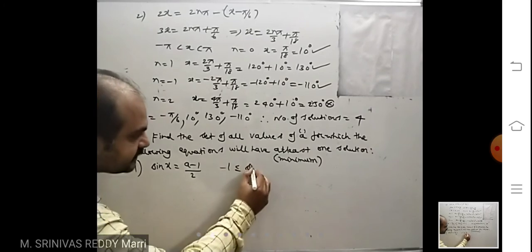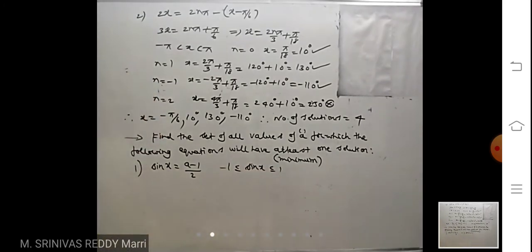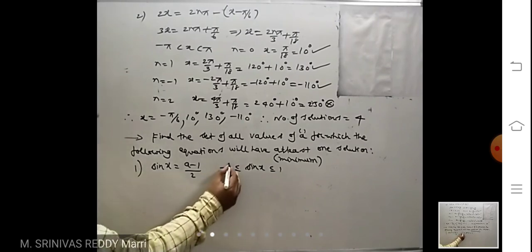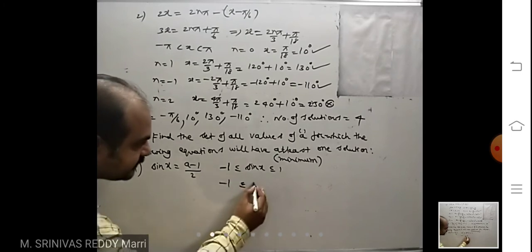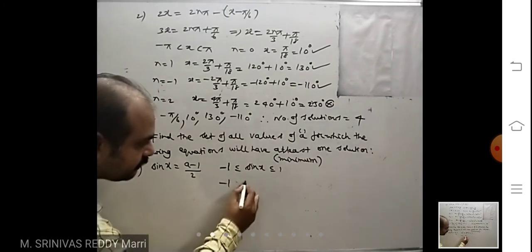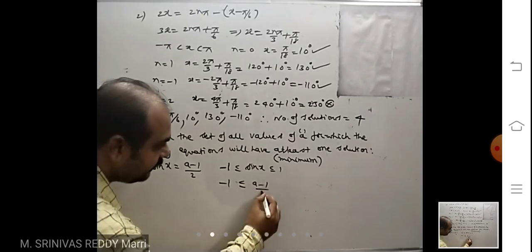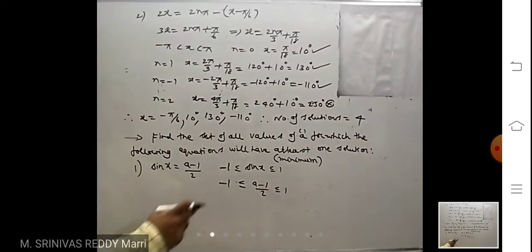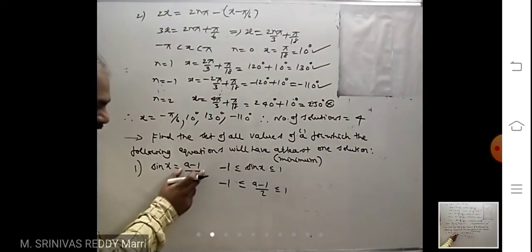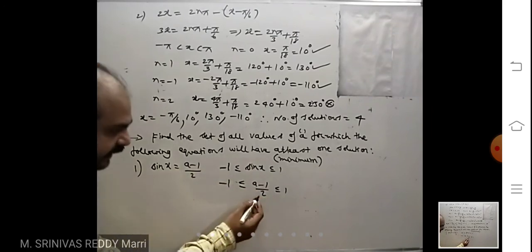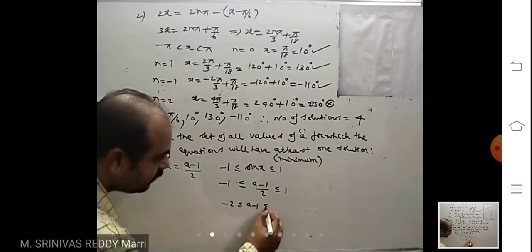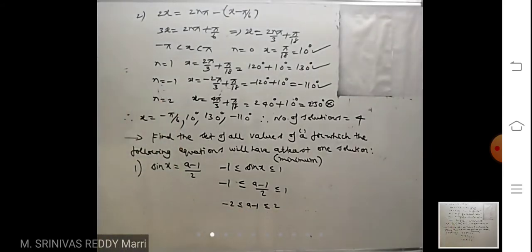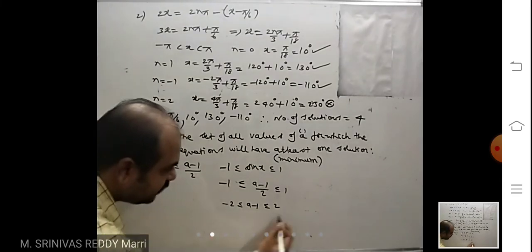Like that, for those values of a for which this will have solution, you know that sin x must always lie between minus 1 and 1. That means you substitute the value of sin x here. Minus 1 less than or equal to a minus 1 by 2, less than or equal to 1. Sin x is a minus 1 by 2. Right? Cross multiply 2. Minus 2 less than or equal to a minus 1, less than or equal to 2 into 1, 2.